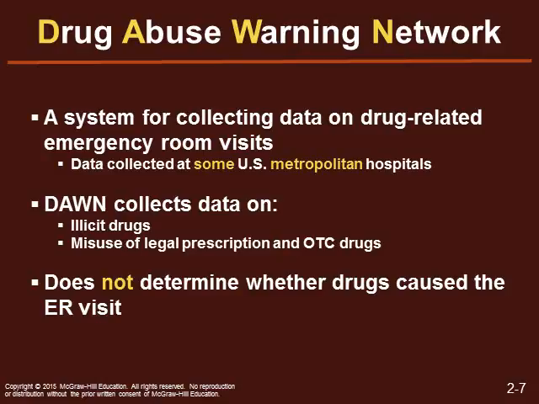What DAWN collects is information on illicit drugs like heroin and cocaine, but also misuse of legal prescription and over-the-counter drugs. Now, what it doesn't determine is whether or not the drugs caused the ER visit. So if you're driving your car and you have a car crash for another reason, but you get to the emergency room and your blood test indicates that you were consuming cocaine, your data gets reported. Now, we're not trying to determine whether the cocaine caused your car crash or not, just that you came into the emergency room and that you had that positive blood test for cocaine use.